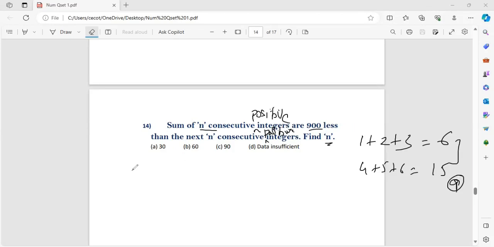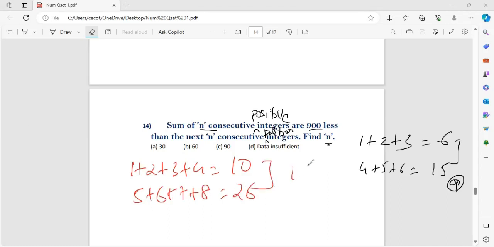Let's go with the first 4 numbers. So, 1 plus 2 plus 3 plus 4. What's the sum? 10. Perfect. The next 4 natural numbers will be 5 plus 6 plus 7 plus 8. The sum is 26. Now, the difference between these two is 16. 10 is 16 less than 26.